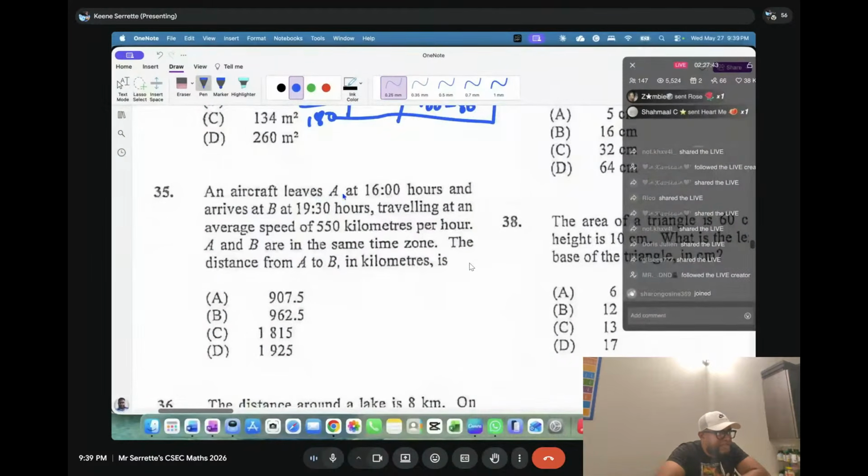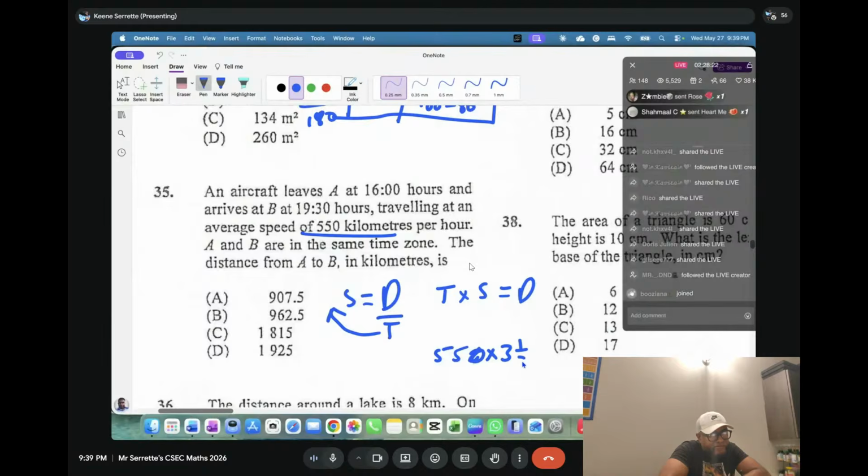An aircraft leaves A at 1600 hours and arrives at B at 1930 hours, traveling at an average speed of 550 kilometers per hour. A and B are in the same time zone. The distance from A to B in kilometers is what? So you're trying to find distance. Speed is equal to distance over time. So distance is time multiplied by speed. You know your speed, so it'll be 550 multiplied by, what's my time? Three and a half.